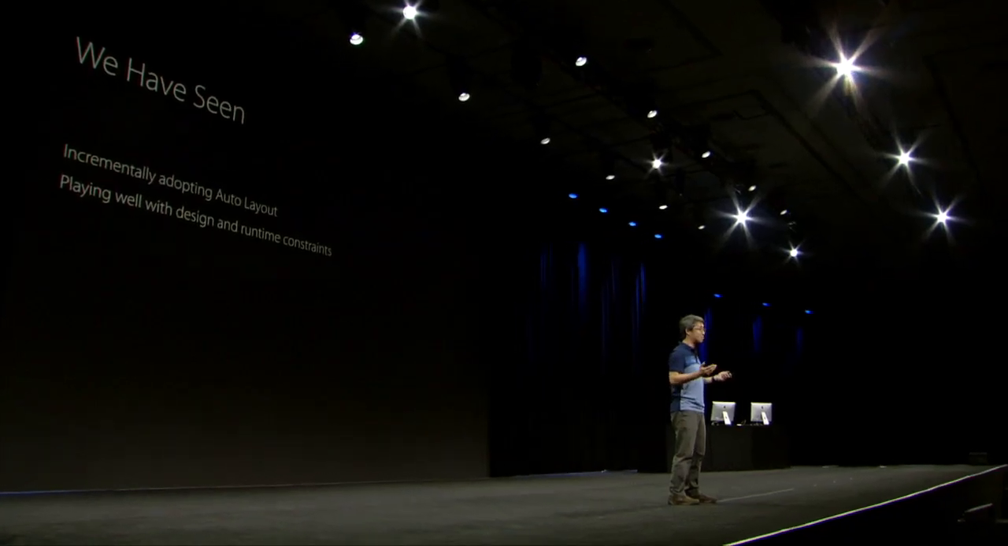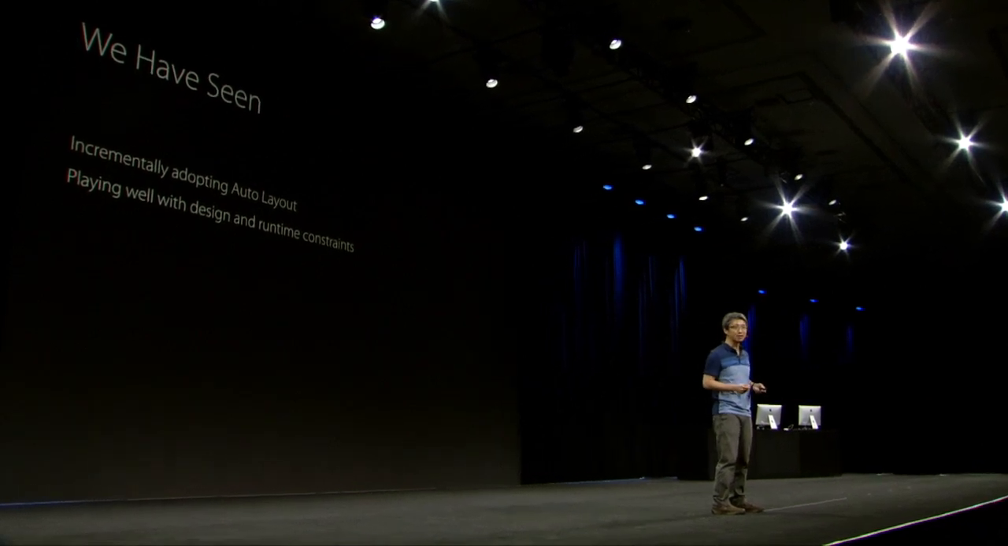These are the tools for being able to work with design and runtime constraints when you've exhausted the possibilities of constraining everything you can inside of Interface Builder. Well, what we've seen is how to incrementally adopt auto layout and how to play well with design and runtime constraints. And we're ready for the second part of this session.